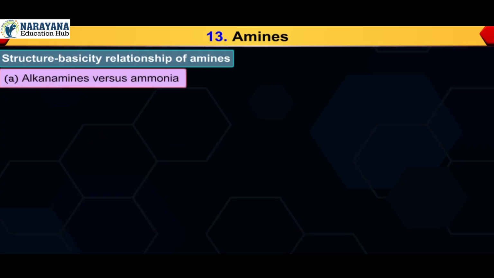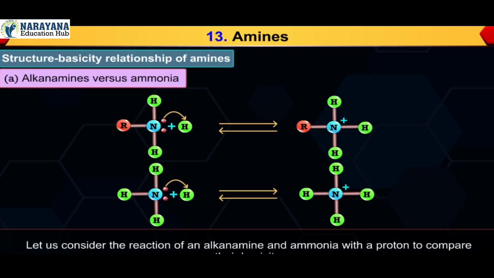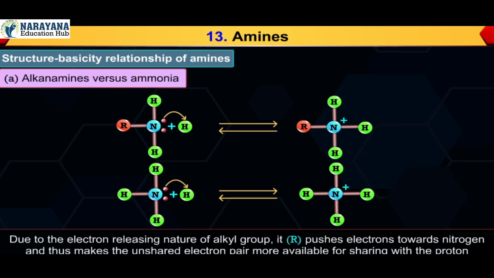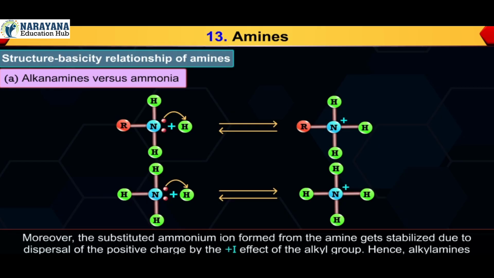A. Alkanamines versus ammonia. Let us consider the reaction of an alkanamine and ammonia with a proton to compare their basicity. Due to the electron releasing nature of the alkyl group, R pushes electrons towards nitrogen and thus makes the unshared electron pair more available for sharing with the proton of the acid. Moreover, the substituted ammonium ion formed from the amine gets stabilized due to dispersal of the positive charge by the +I effect of the alkyl group. Hence, alkylamines are stronger bases than ammonia.